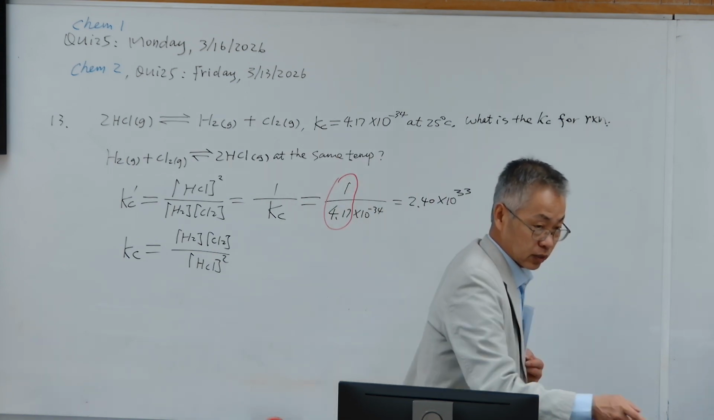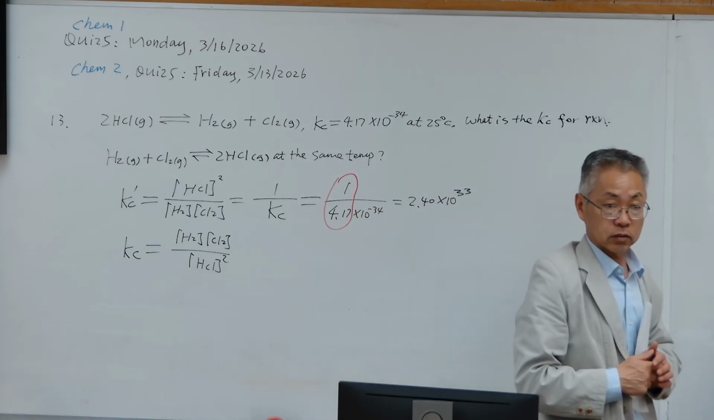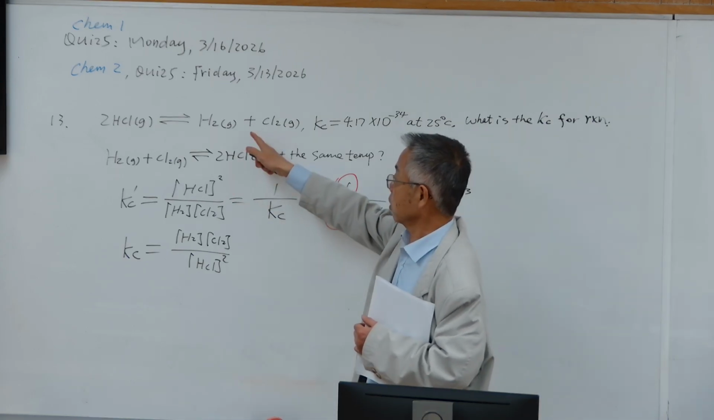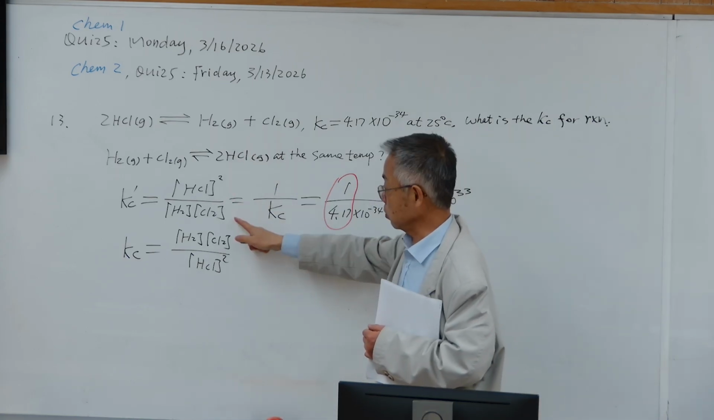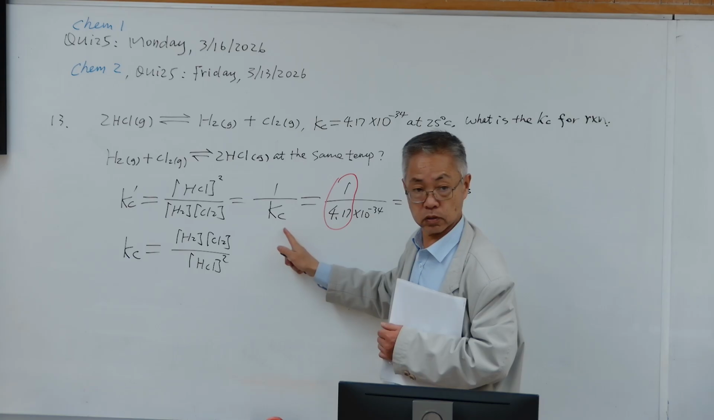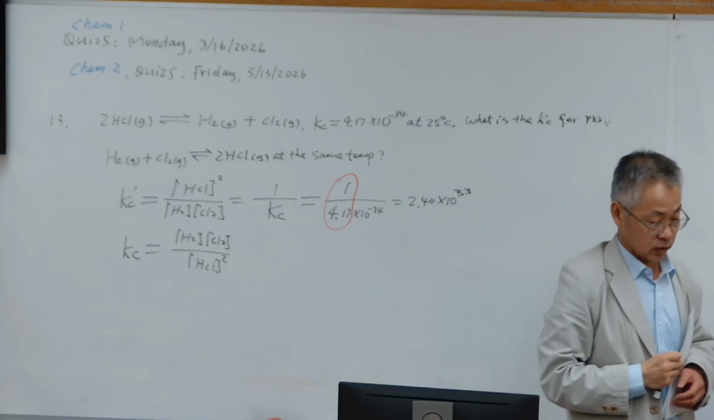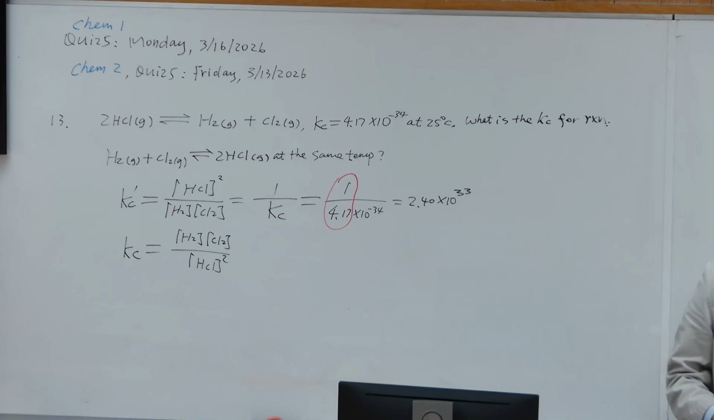Are you okay with this? So the reverse reaction, this is the reverse reaction of this. The equilibrium constant is the reciprocal of the forward reaction. So that is the relationship of the reverse reaction to the forward reaction.